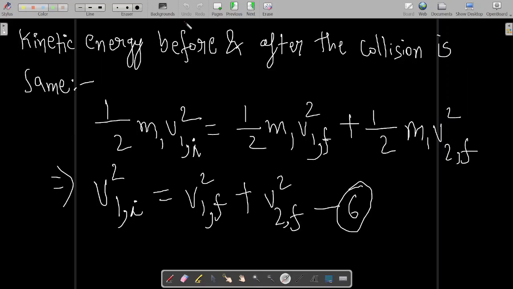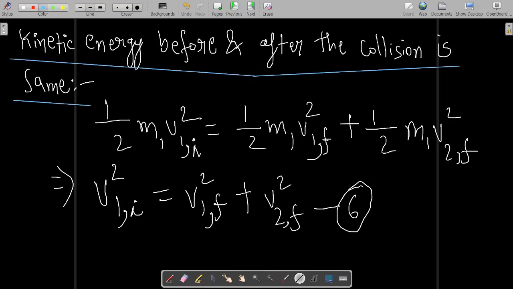So we have got one entity here. Now, kinetic energy before and after the collision is the same, you already know. But I have already told you in the lectures that you should never write that kinetic energy is conserved. You cannot write such things. Why can you not write that kinetic energy is conserved?